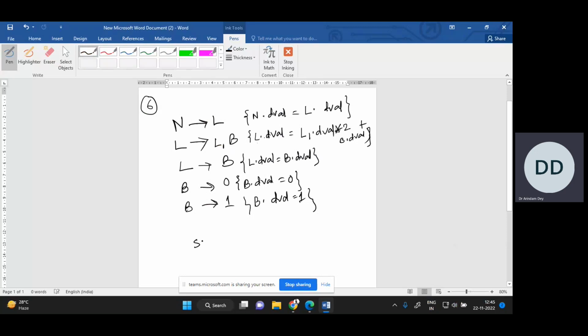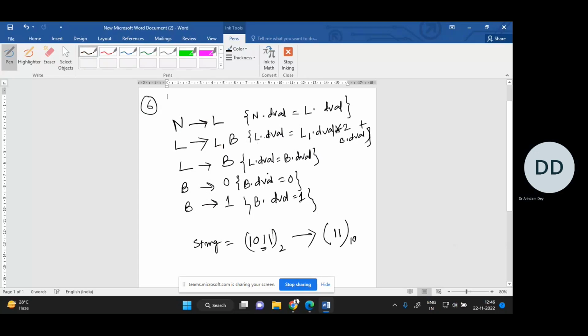Now I am asking you, the string is given as 1011, which is in base 2. If I convert it from binary to decimal, it will be 11 in base 10. So with the semantic rules I have written, first you draw the tree for 1011, then you apply the semantic rules over the nodes, and you will find the value 11. That means you should draw the tree.